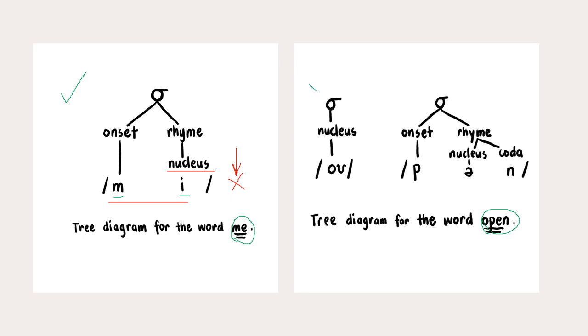Another example is the word open. So the word open again is composed of two syllables, O and the syllable pen. So since there are two syllables, of course, we are going to represent it with two different symbols of sigma, meaning duwa ka syllables. But we are not going to focus on the second syllable. We are going to focus sa first syllable because we are talking about open syllable.